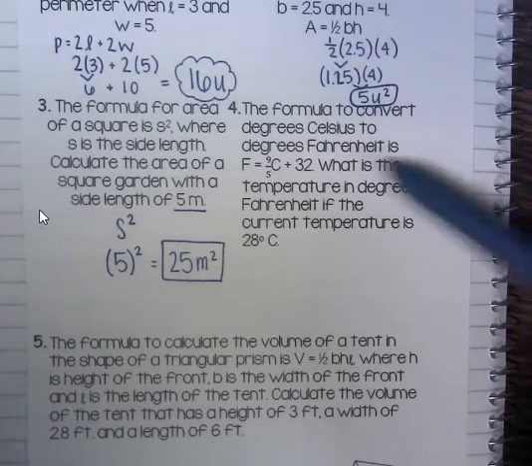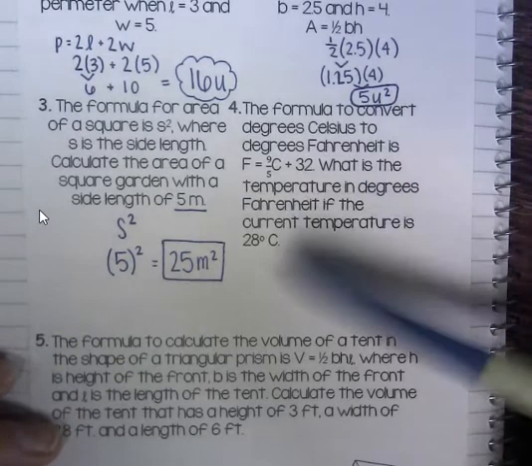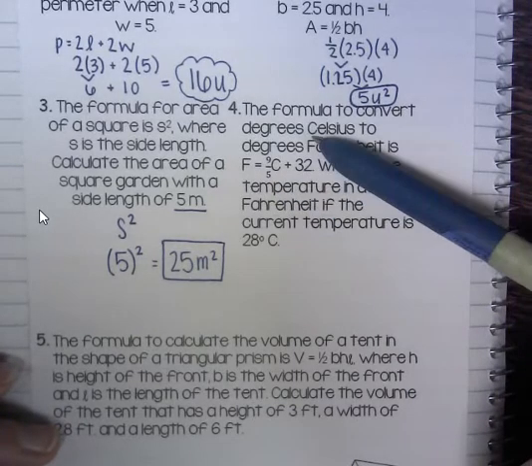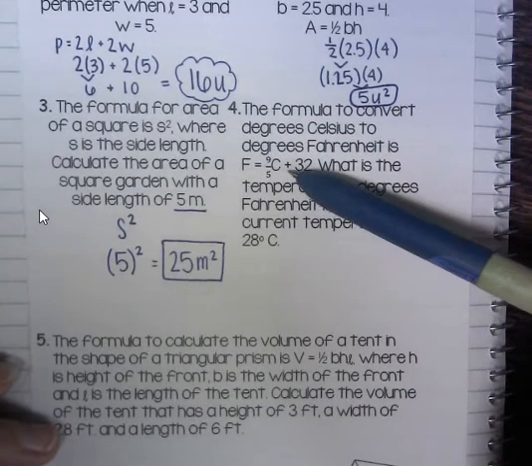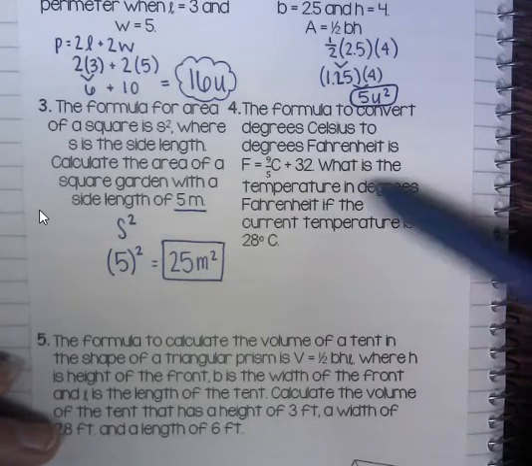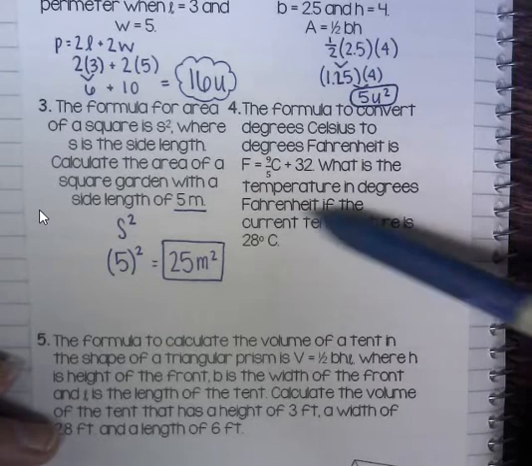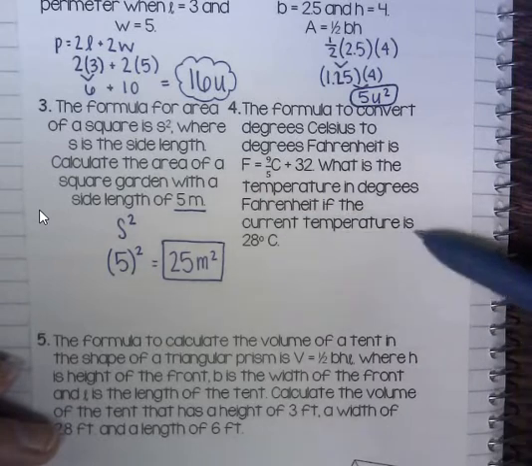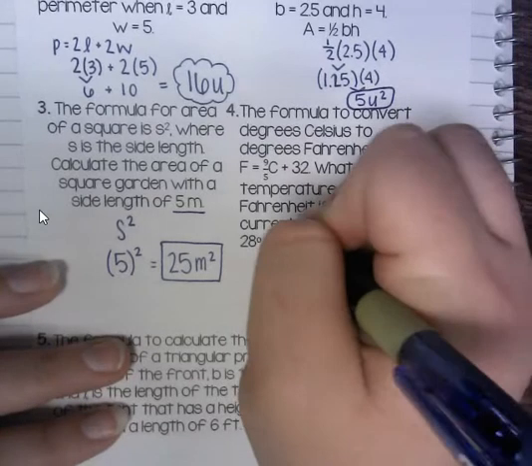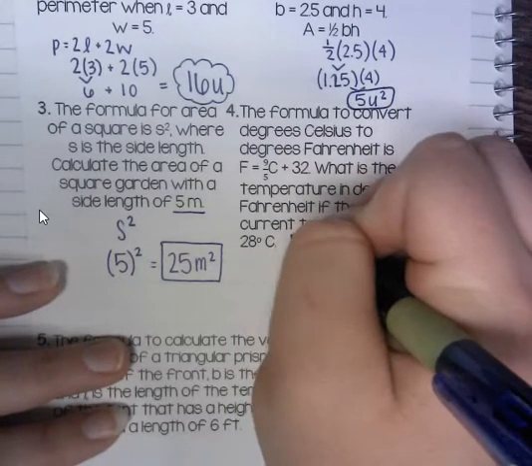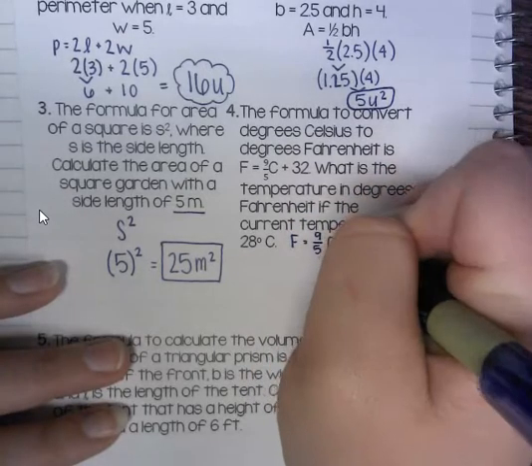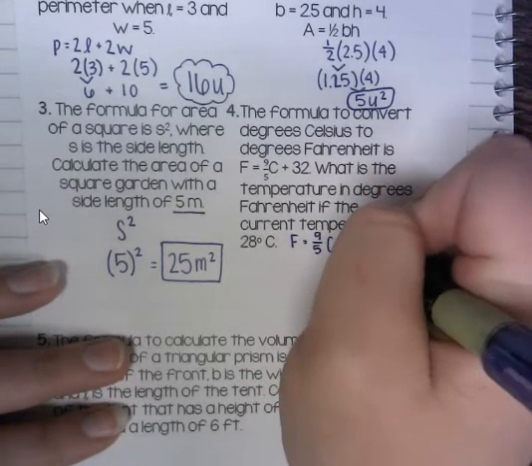The formula is F, which stands for Fahrenheit, equals 9/5 C, which stands for Celsius, plus 32. What is the temperature in degrees Fahrenheit if the current temperature is 28 degrees Celsius? So we're going to rewrite our formula. F equals 9/5 C plus 32.